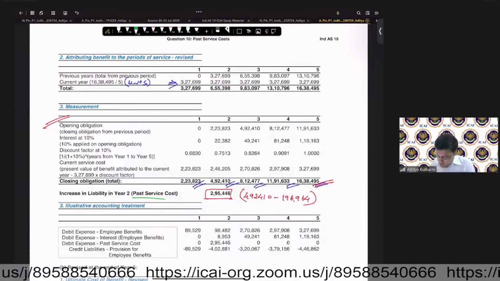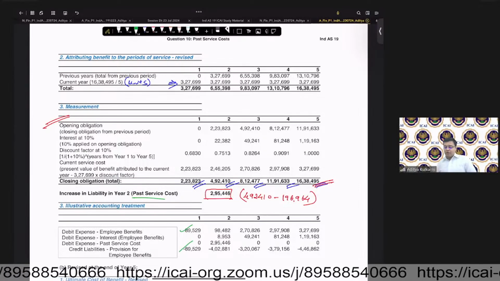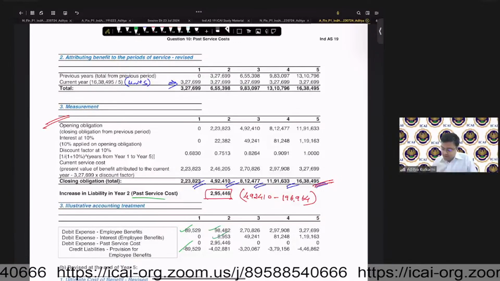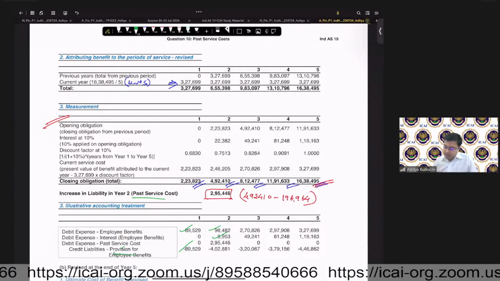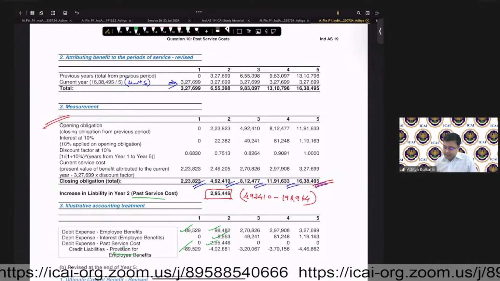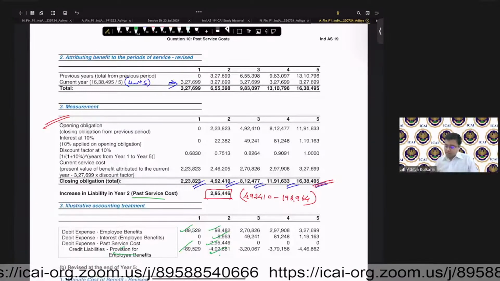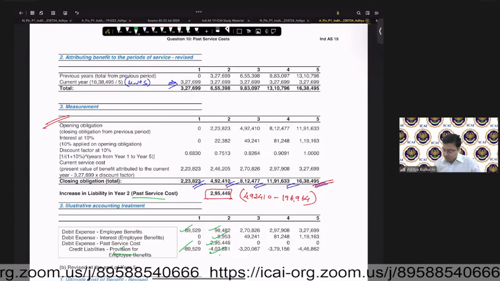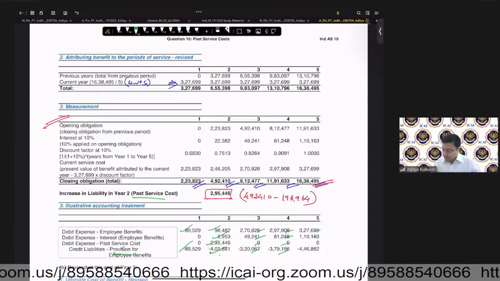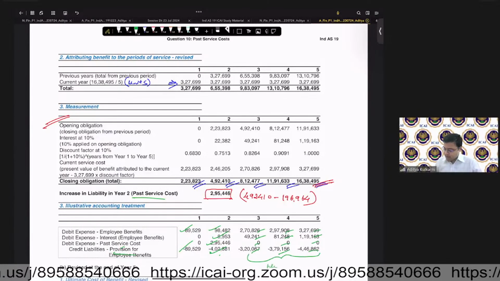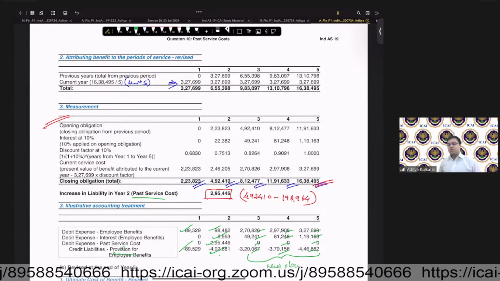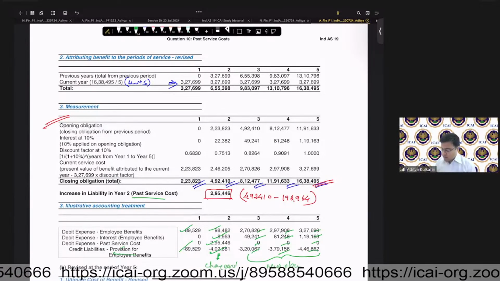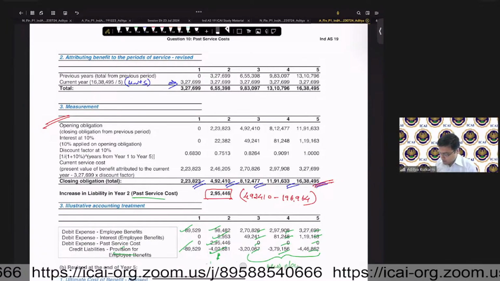So now, what entry are you going to see? Employee benefits: finance cost debit, past service cost debit, and credit is provision for employee benefits. Then onwards, the new plan continues. Here we have the changeover.